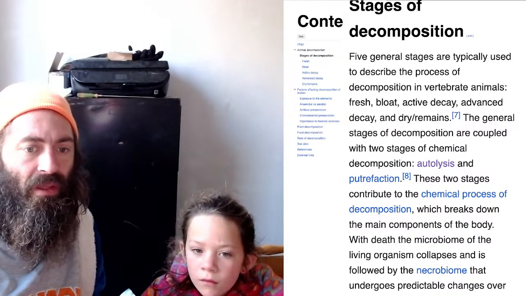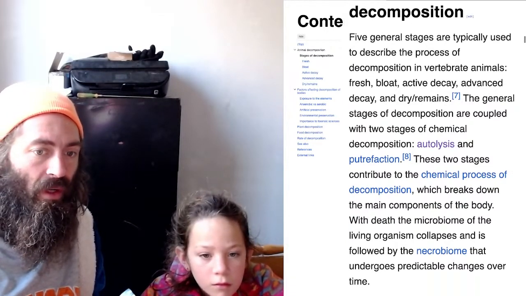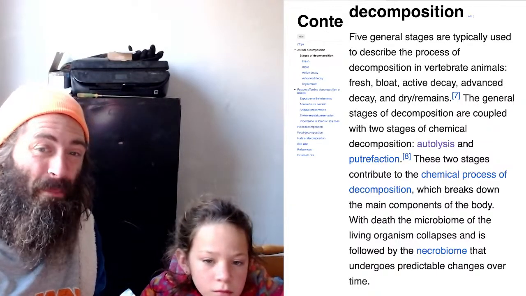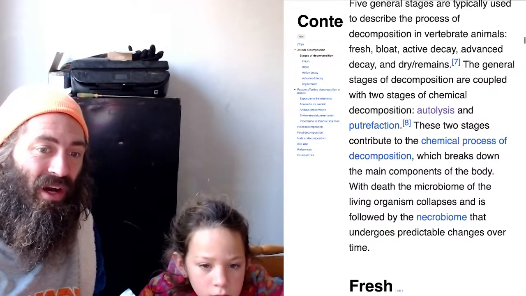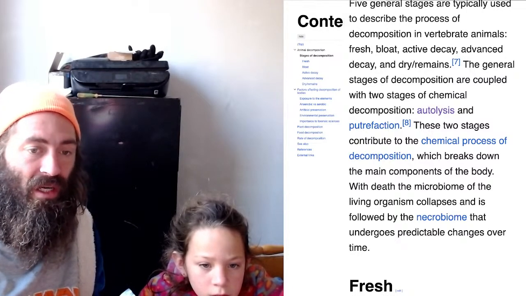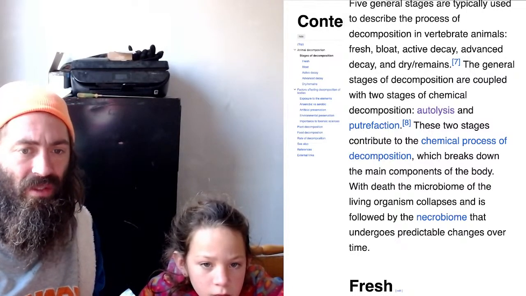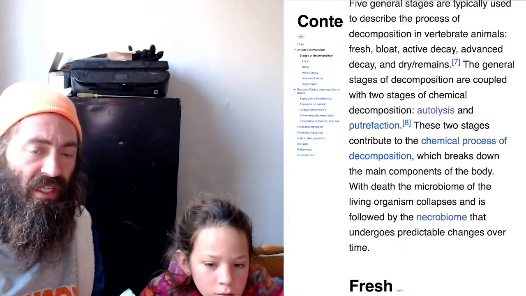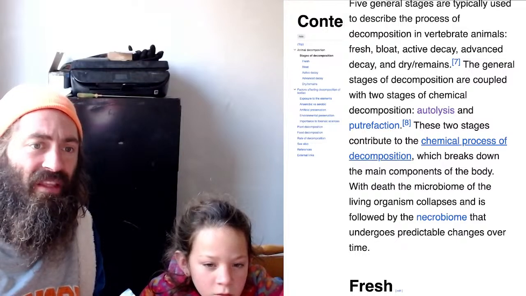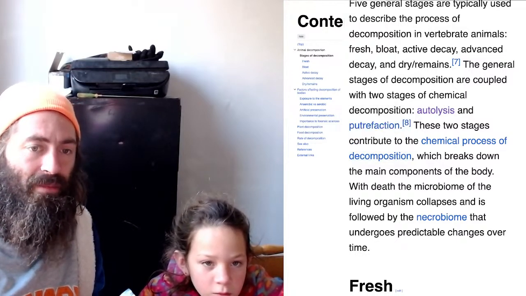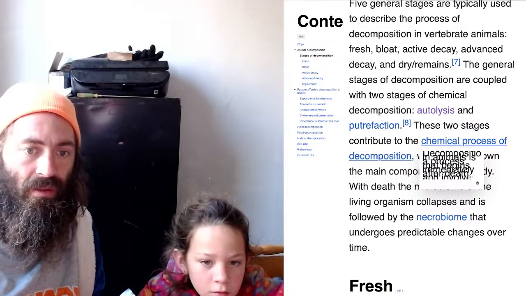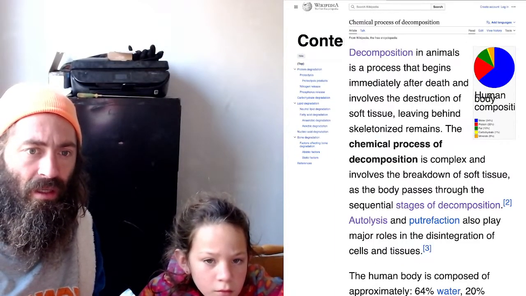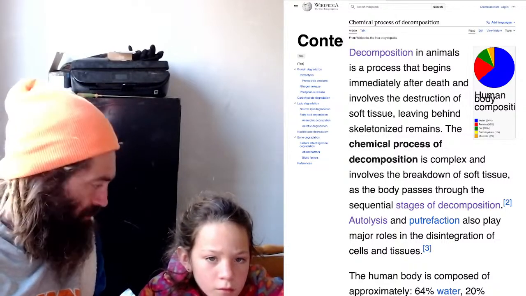With death, the microbiome of the living organism collapses and is followed by the necrobiome that undergoes predictable changes over time. That is interesting. These two stages contribute to the chemical process of decomposition. Now, this is interesting because the thing is called decomposition, but there's a different article, it seems. Chemical process of decomposition. It's its own article.